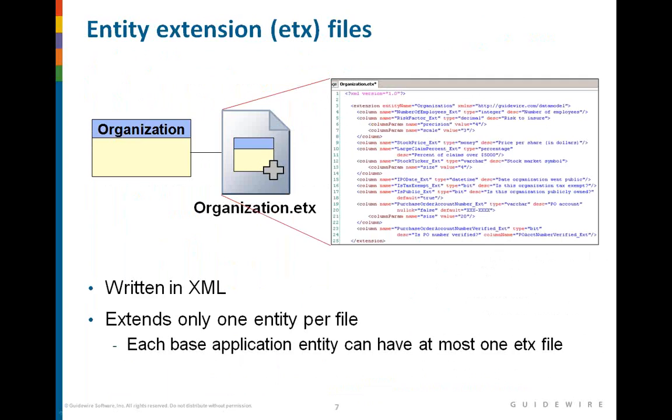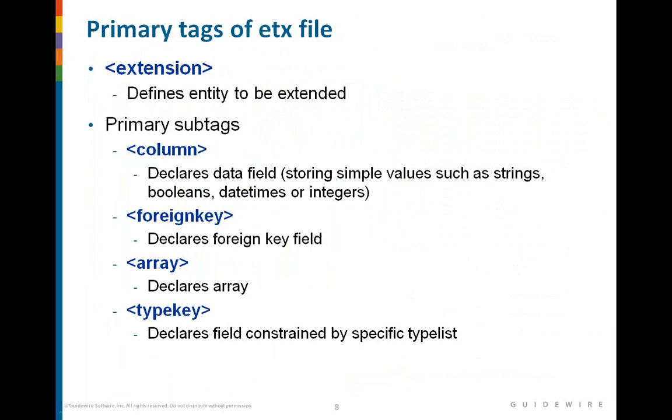So this is similar to an ETL file. I will be a little quick in this session. You can see it is also written in a single file, and it extends only one entity per file. So only one entity will be extended for a single file. Now you can see the primary tags of an ETX file. The root tag is extension. Earlier it was entity, now it is extension. And if you observe, all the primary subtags are similar to the entity definition.